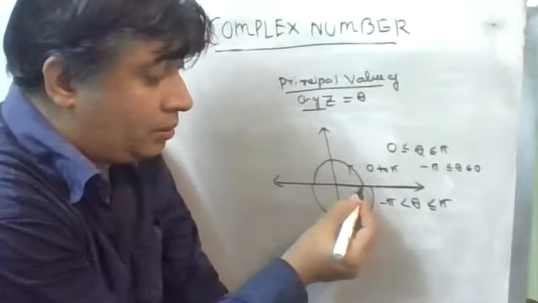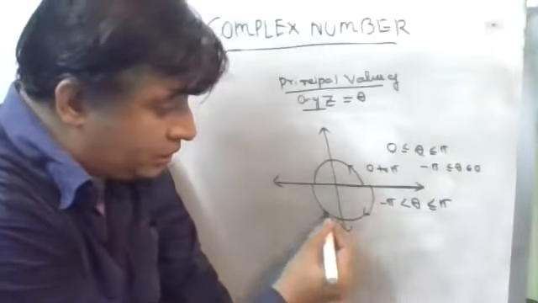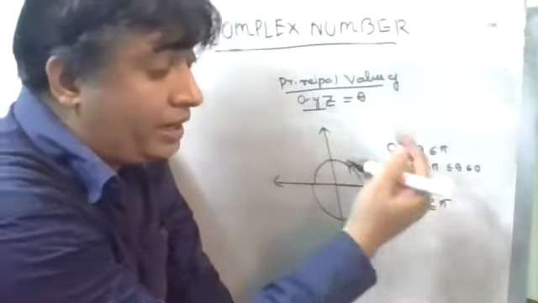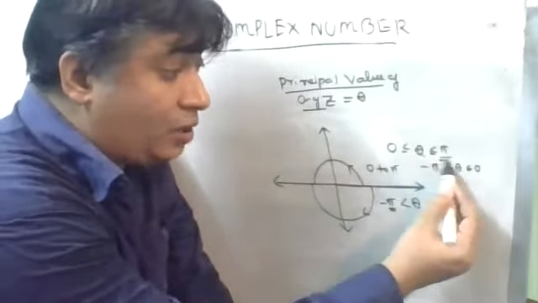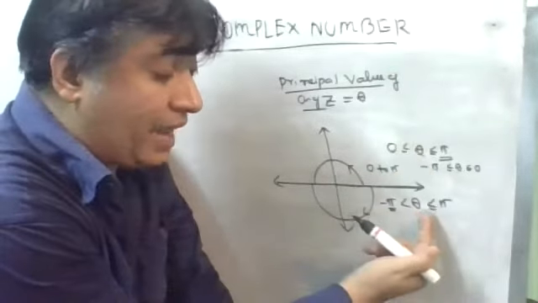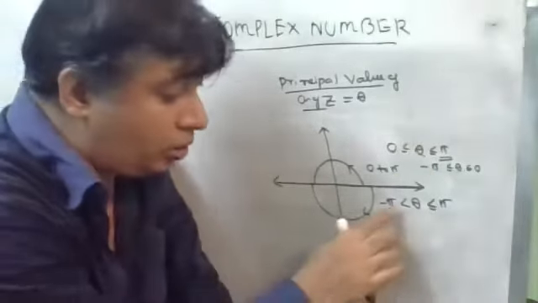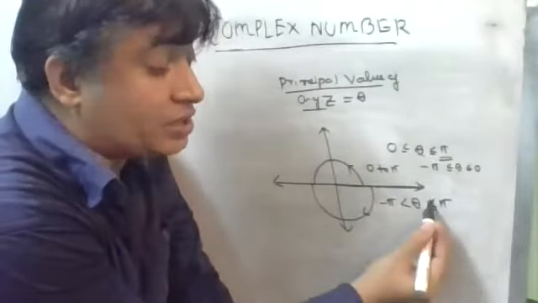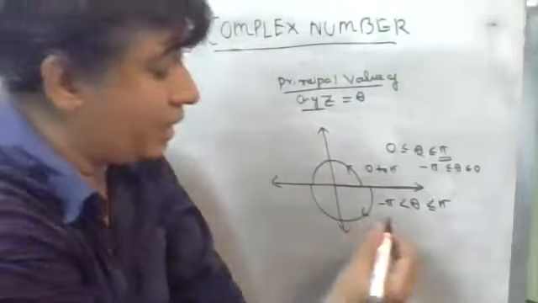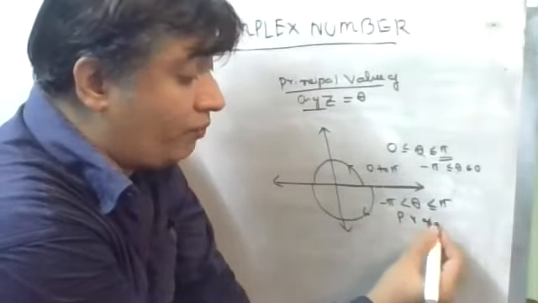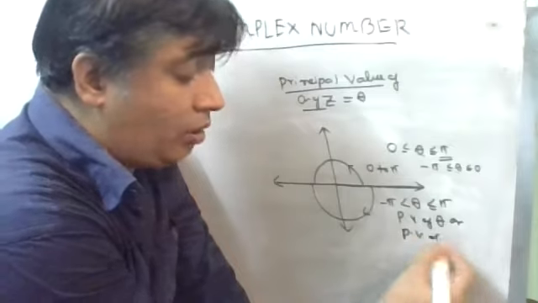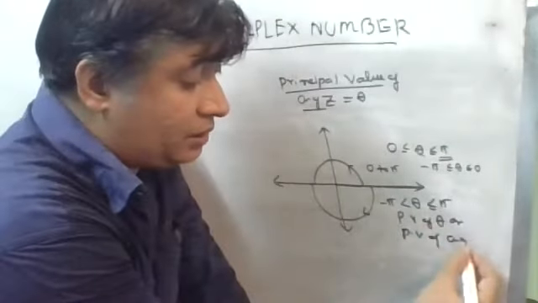Combine them: pi to 0, 0 to minus pi, but minus pi will be excluded because I have already equated theta with pi. Once you equate theta with pi, then it cannot be equal to minus pi. So I have excluded it: theta is strictly greater than minus pi and less than or equal to pi. So this is the principal value of theta, or principal value of arg z.